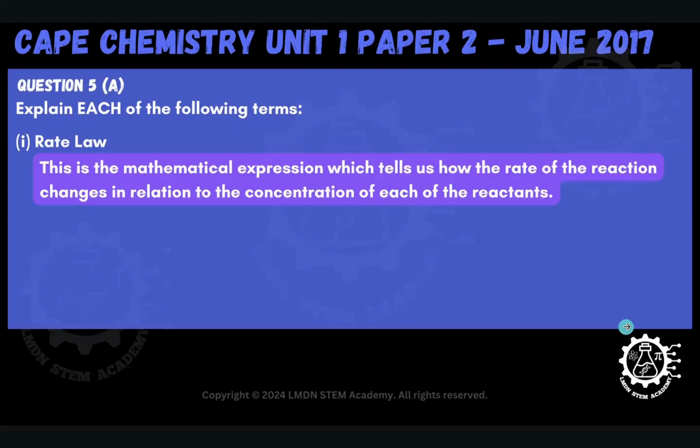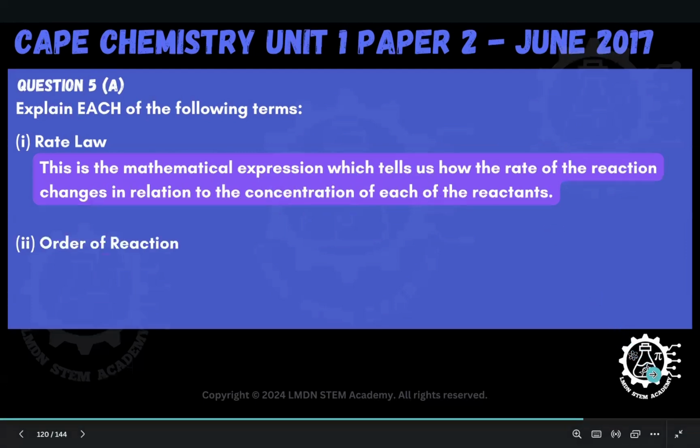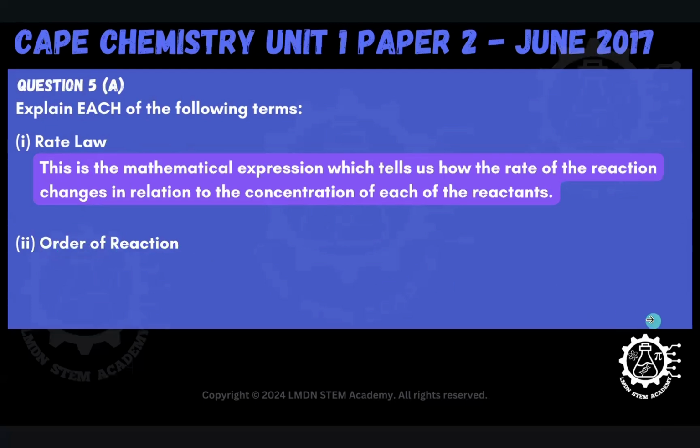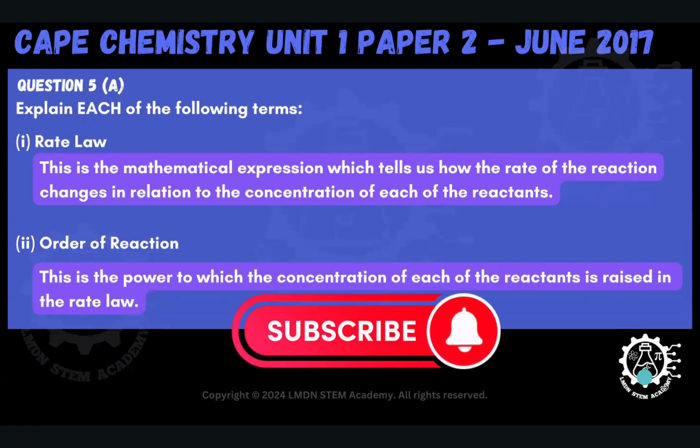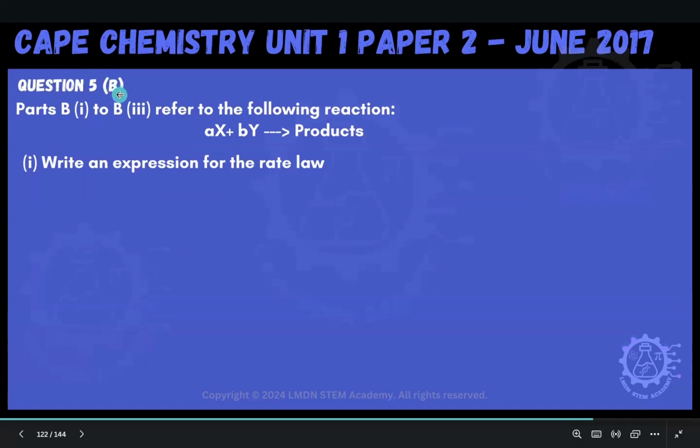Now, we know that a rate law is the mathematical expression which tells us how the rate of the reaction changes in relation to the concentration of each of the reactants. Okay? So the second term that we're supposed to explain here is order of reaction. And the order of reaction is the power to which each of the concentrations of the reactants is raised in the rate law. Okay, so let's move on to 5 part B now.